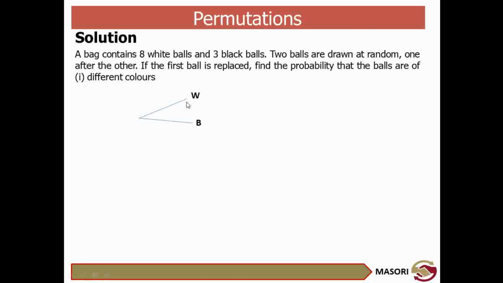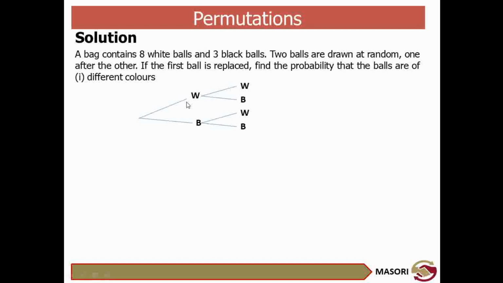So if we replace the balls and we pick again, we note also that the second ball can be white, given that earlier it was white, or the second ball can be black, given that the first one was white. And if the first ball picked was black, we can also pick the second one to be white, given that the first was black, or the second one to be black, given that the first was also black.